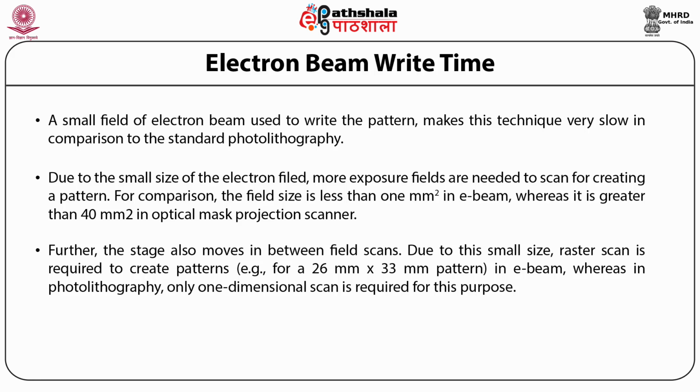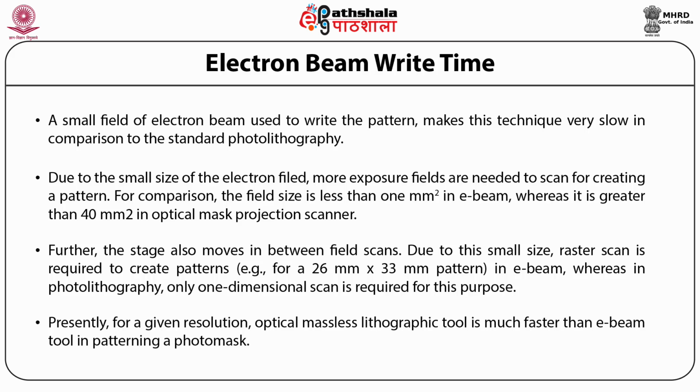Further, the stage also moves in between field scans. Due to the small size, a raster scan is required to create patterns, for example, for a 26 cross 36 pattern in e-beam, whereas in photolithography, only a one-dimensional scan is required for this purpose. Presently, for a given resolution, an optical maskless lithographic tool is much faster than an electron beam tool in patterning a photomask.